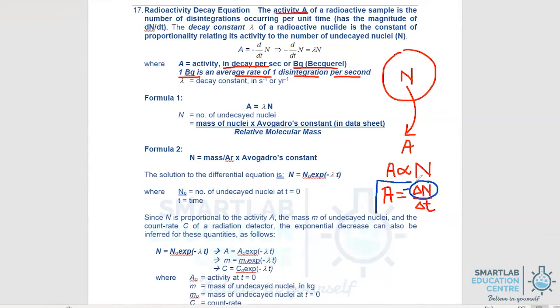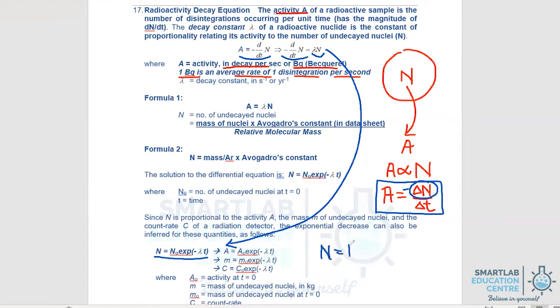Those who have learned chemistry will know that this is very similar to the first order reaction that you have learned in the topic called kinetics. And hence, using A equal to minus dN/dt, and replacing A, minus dN/dt equal to lambda N, we'll be able to integrate and derive an expression for the number of radioactive nuclei over time. So N is equal to N naught e to the minus lambda t.